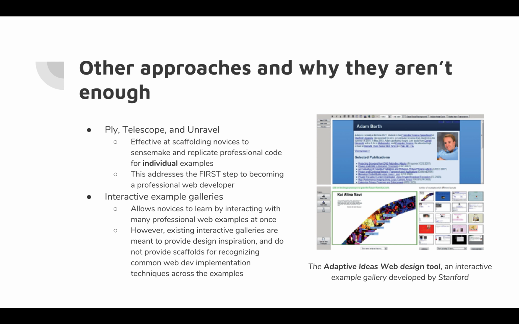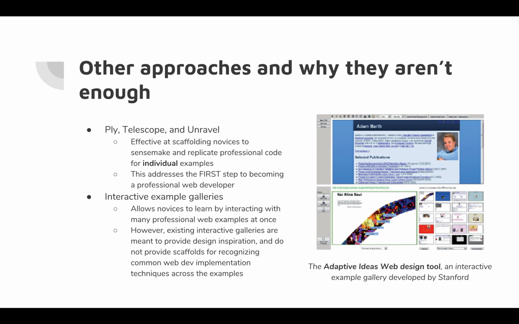So there are many tools trying to help novices become professional web developers, but they do not address the problem that I'm trying to address. For example, tools such as Ply, Telescope, and Unravel are effective at scaffolding novices to sense make and replicate professional code for individual examples. And this is also important, but it is only the first step to becoming a professional web developer, because not only do you have to have an understanding of each example on its own, you should also be able to see how several different examples that may look very visually different are still employing the same underlying concepts in the same way.